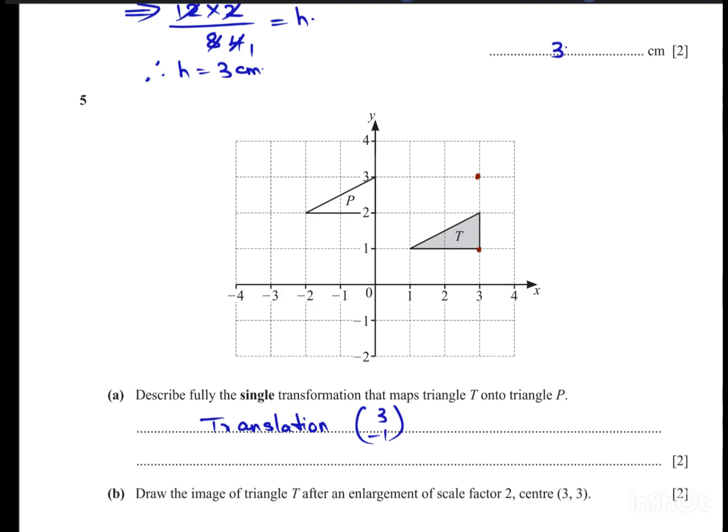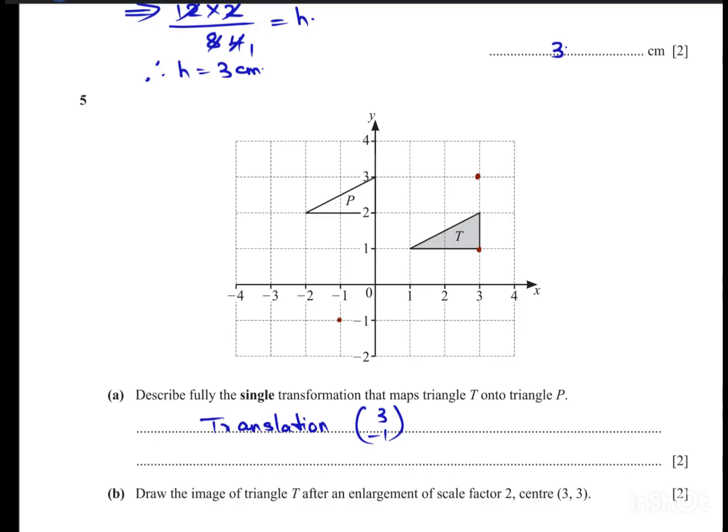Now next, let me take this vertex. Now how is it? 1, 2 and 1, 2. 2 boxes down and 2 boxes left. So our enlarged shape will be 4 boxes down, 1, 2, 3, 4, and 4 boxes left, 1, 2, 3, 4. So here it will be the next vertex.